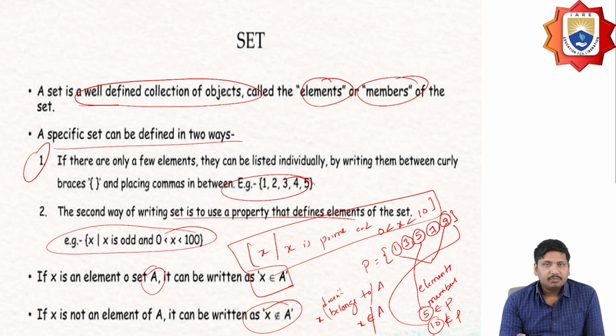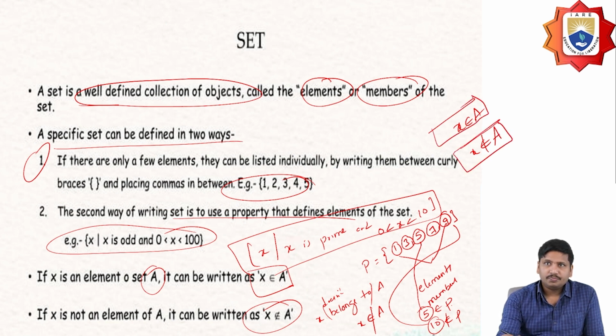So a set is a collection of objects called elements or members, and it can be specified in two ways. If x is an element of set A, you write x belongs to A, and if x is not an element of set A, I write x does not belong to A.